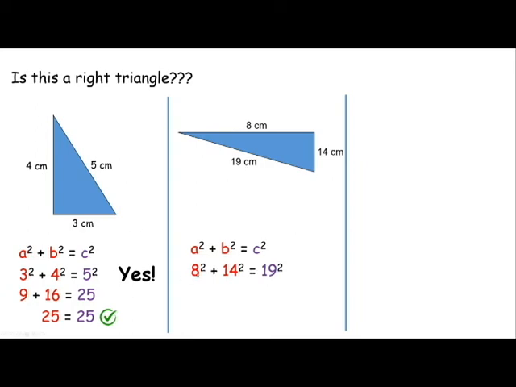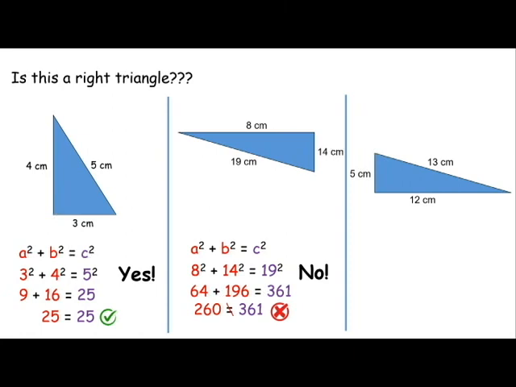8 squared is 64, 14 squared is 196, 19 squared is 361, and when I add 64 and 196 together, I get 260, which of course is not equal to 361. This is not a true statement. I guess I could even go through here and put a not equal to symbol there. That means no, this is not a right triangle.